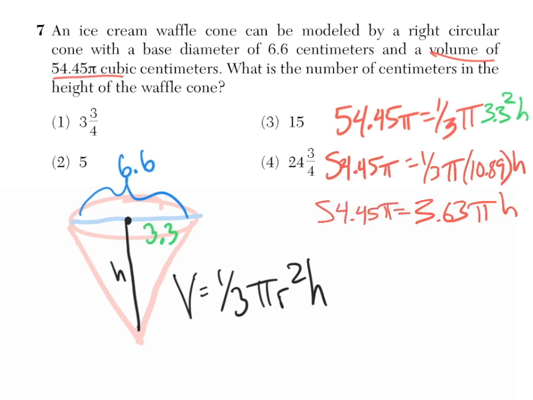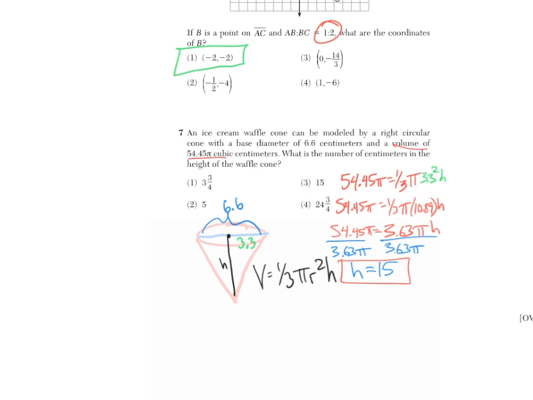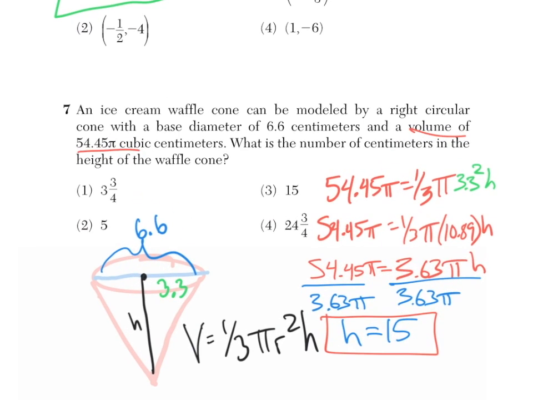What do we need to do now? We want to isolate h, right? That's what we said a second ago. So if we divide both sides by 3.63 pi, what do we get? H is going to be 15. Amazing. Now we didn't even check our options yet, but is that an option? It sure is. It is option number 3. That, ladies and gentlemen, is the answer.